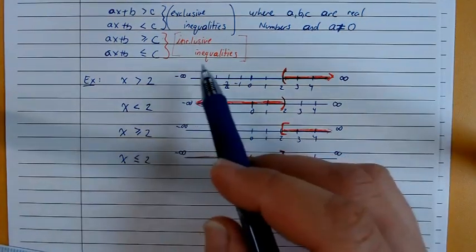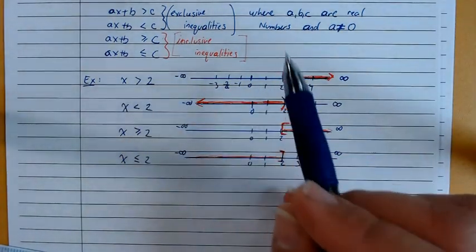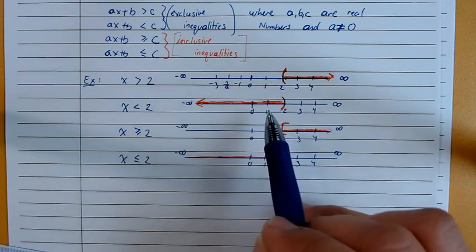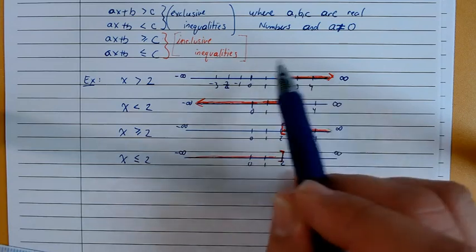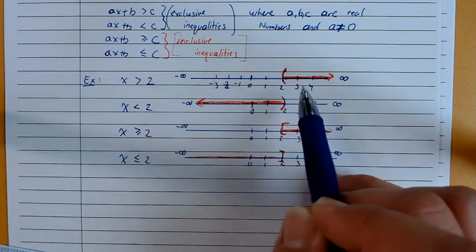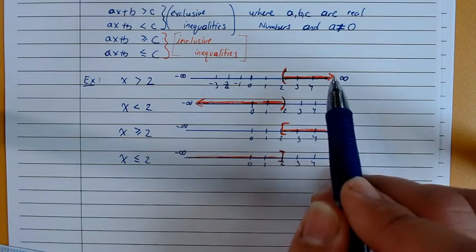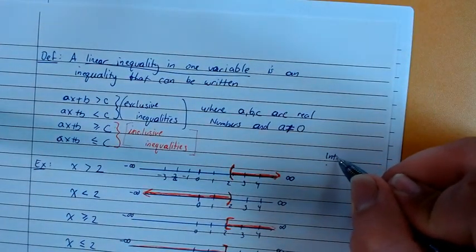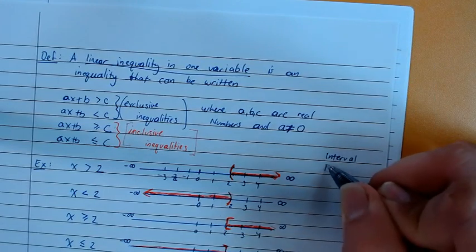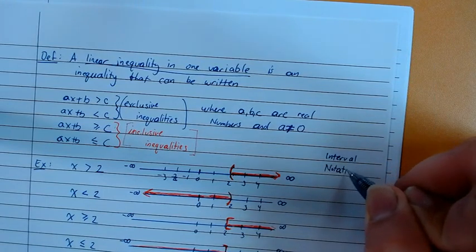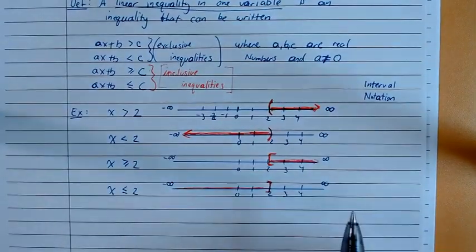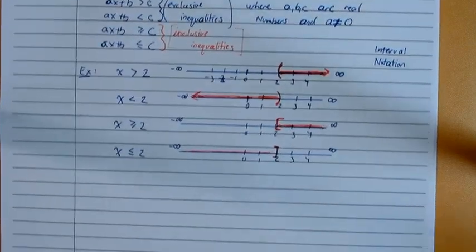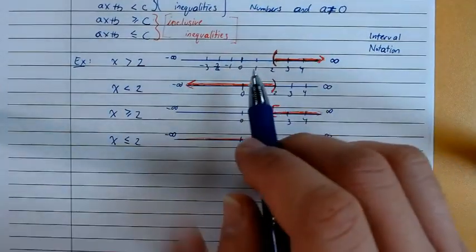Now, whenever we have an inequality, we can represent it by drawing it on the number line. But instead of having to draw the entire number line, we can often get a similar illustration without actually having to draw out the full number line. This is called interval notation. And what interval notation does is it mimics the illustration of the number line without actually having to draw out the line. So here's how this goes.